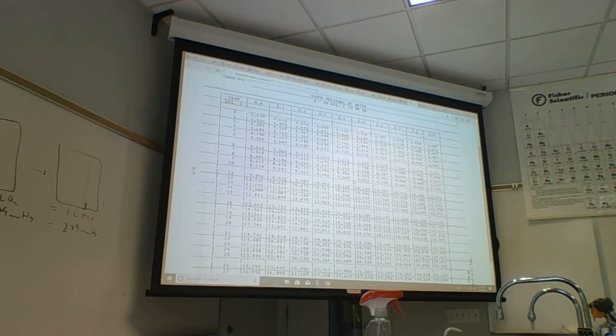And so this chart is for what we call a 100% relative humidity. The gas has to be saturated with water vapor in order to generate these pressures here.